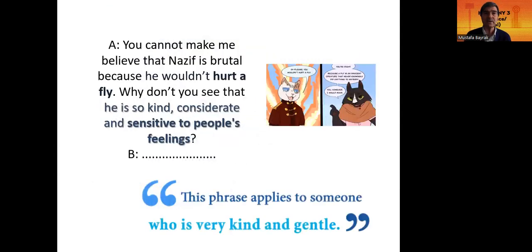Okay, you cannot make me believe that Nazif is brutal because he wouldn't hurt a fly. Why don't you see that he is so kind, considerate, and sensitive to people's feelings? The image says, this phrase applies to someone who is very kind and gentle. Yes, because he or she wouldn't hurt a fly.